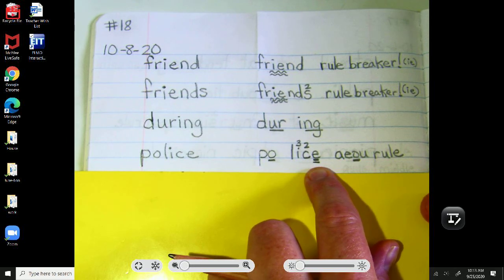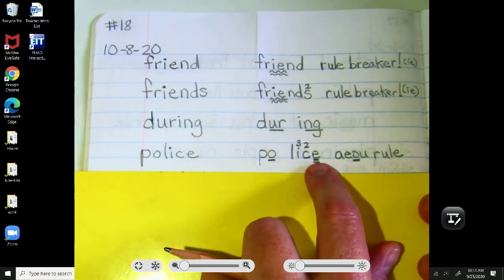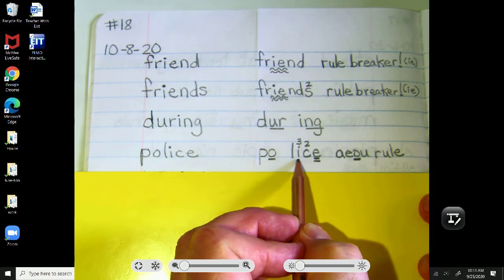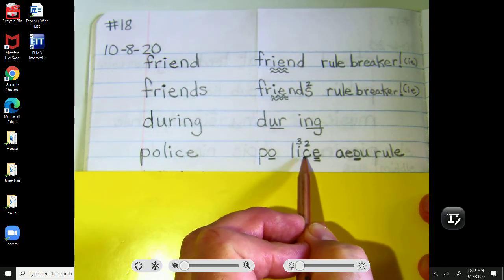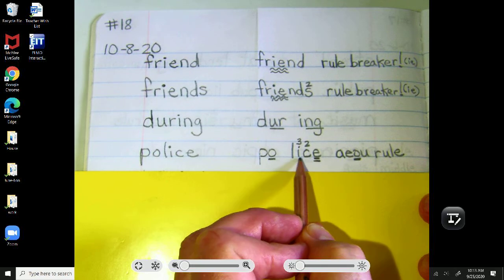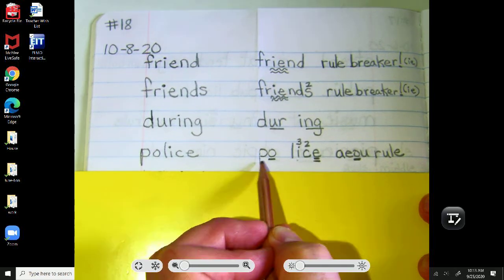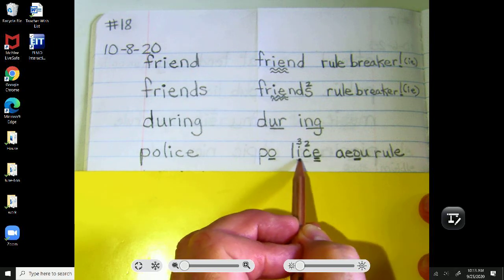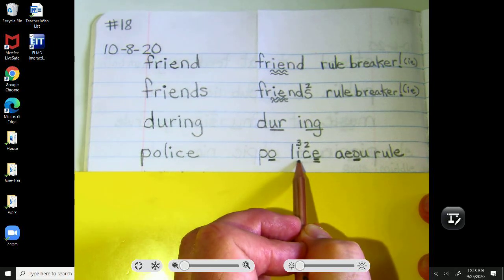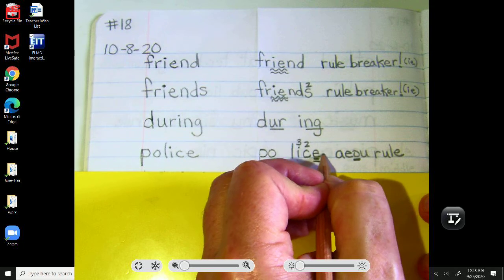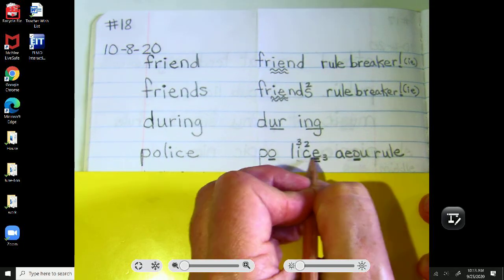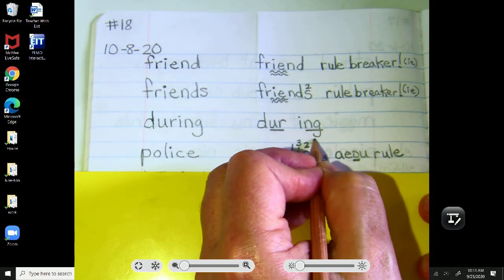You might have been thinking the VCE rule, but be careful. It looks like that because we do have a vowel, a consonant, and a silent E, but this vowel is not saying its name sound of I, right? This is not police, E. So not the VCE rule, but it is CG rule 3.